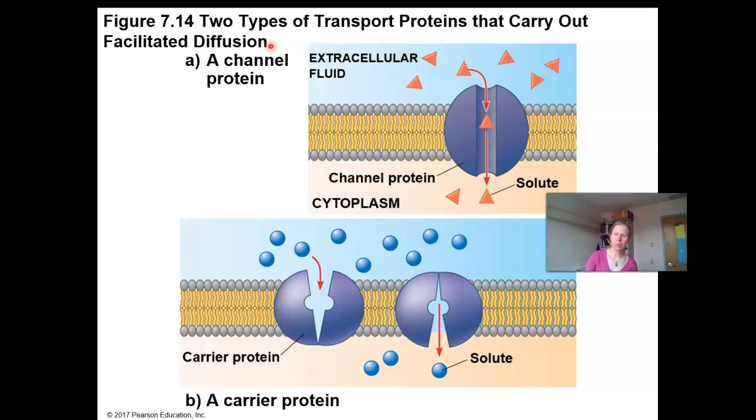And so these channels are players in facilitated diffusion, right? They have the correct channel to allow a certain molecule, ion, etc. through. So again, these are extremely specific. Some only let water through, some only let sodium through, some only, right, let chloride through.